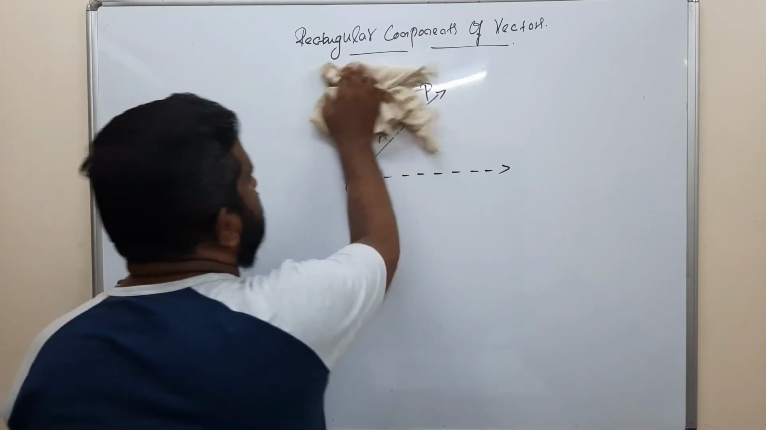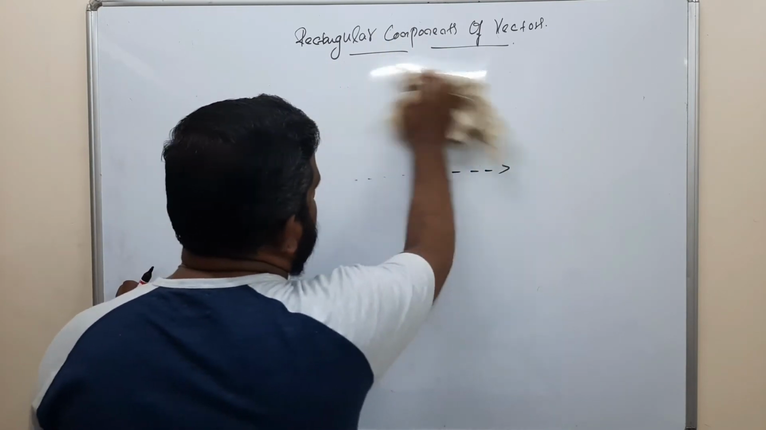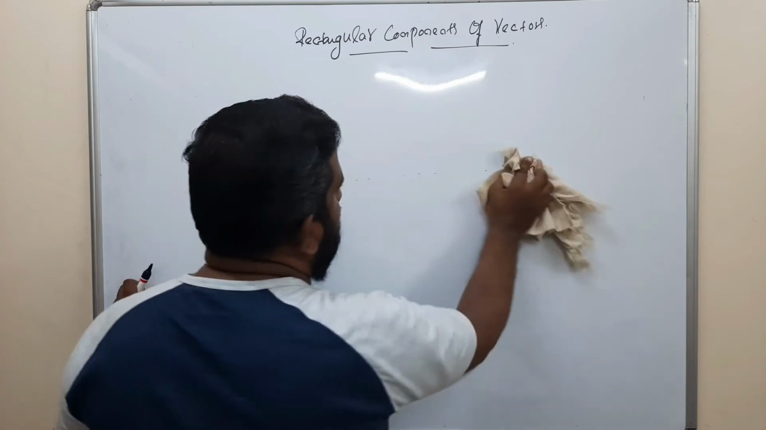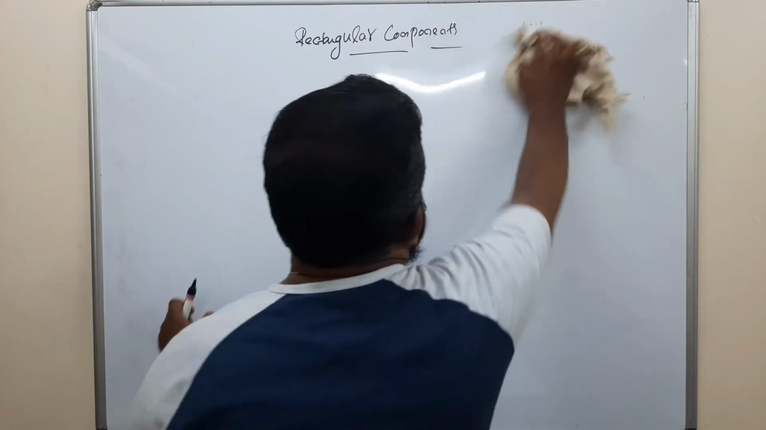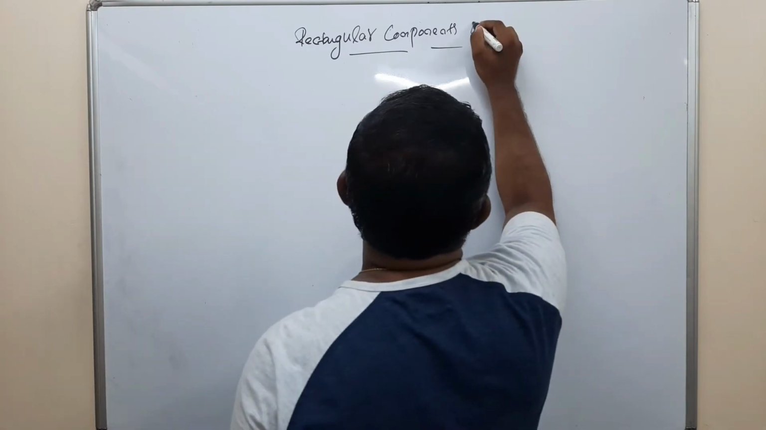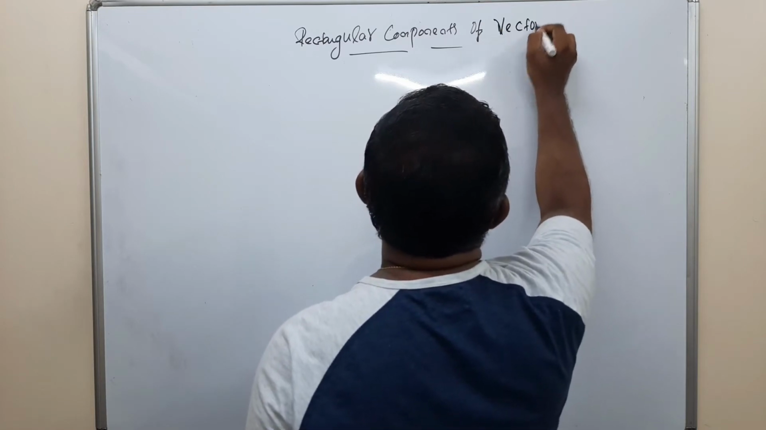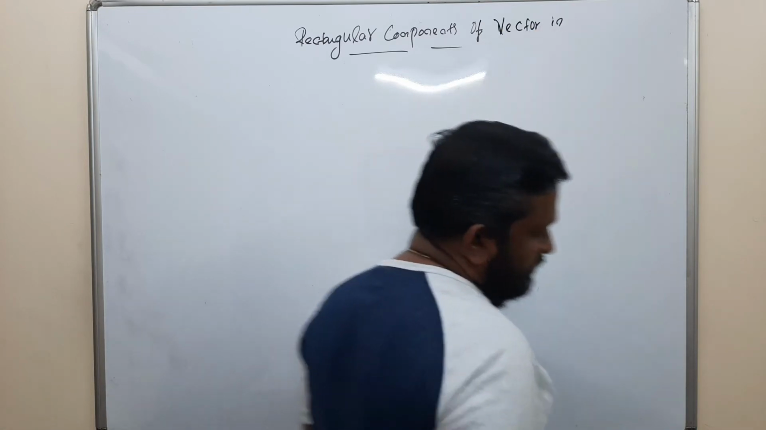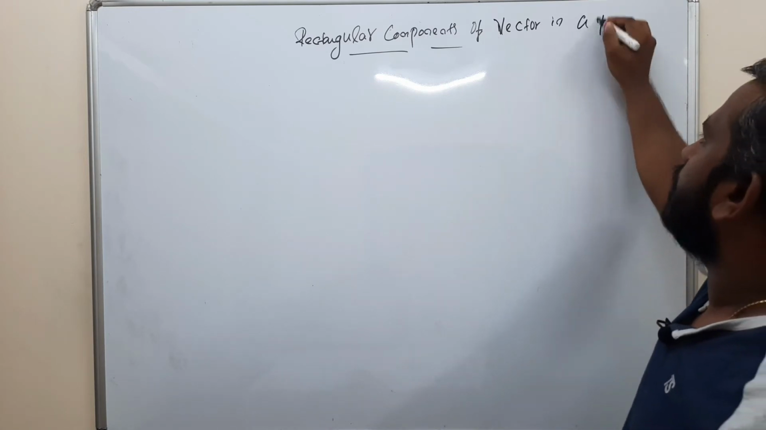So next we are going to see the rectangular components of a vector in two dimensions, or a vector in a plane.